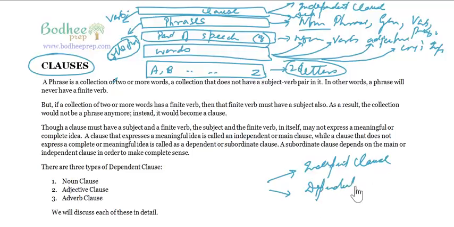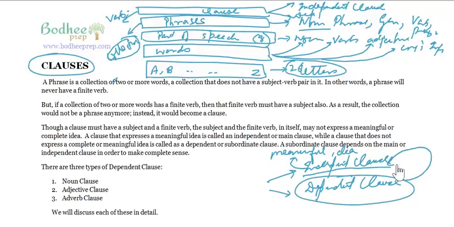Now the independent clause is basically the meaningful sentence, right? In fact, it's a meaningful idea. The independent clause always gives you the meaningful idea. The dependent clause does not. The dependent clause depends on the independent clause to make itself meaningful, right? So the meaning that you get in a sentence is only possible if you have an independent clause. It is the independent clause that gives meaning to a sentence, right? And that independent clause has a subject and a verb. Please understand this.